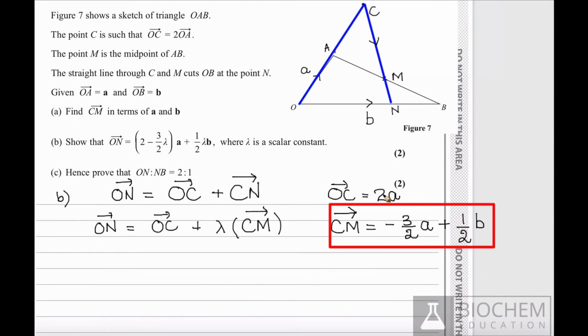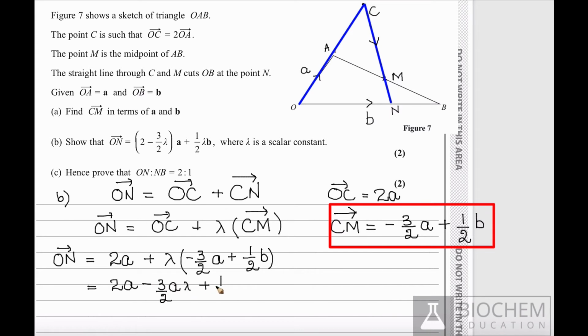So substituting OC and Cm into this equation, we can write this as ON vector equals OC, which is 2a, plus lambda times Cm vector, which is -3 over 2a plus half b. Now we will multiply out the lambda inside, and we can write this as 2a minus 3 over 2a lambda plus half b lambda. Let's bring the like terms together.